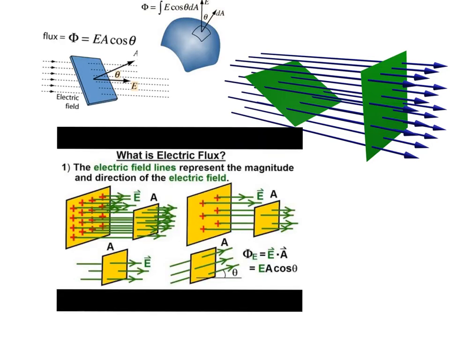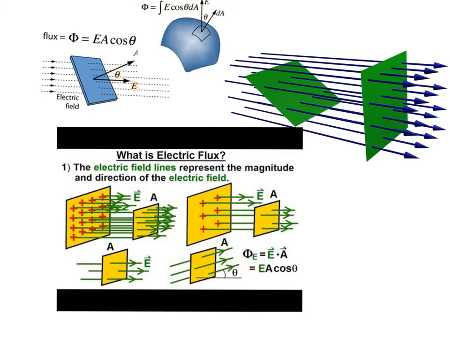So just to summarize the EA cosine theta, here's an E that's very strong. The field lines are close together. But if we make the area smaller, there are fewer field lines, fewer electric field passes through the surface. So clearly the area is directly proportional to the flux. The field strength, though, also is directly proportional to the flux. So you see the number of field lines that go through, that is the indication of the electric flux.